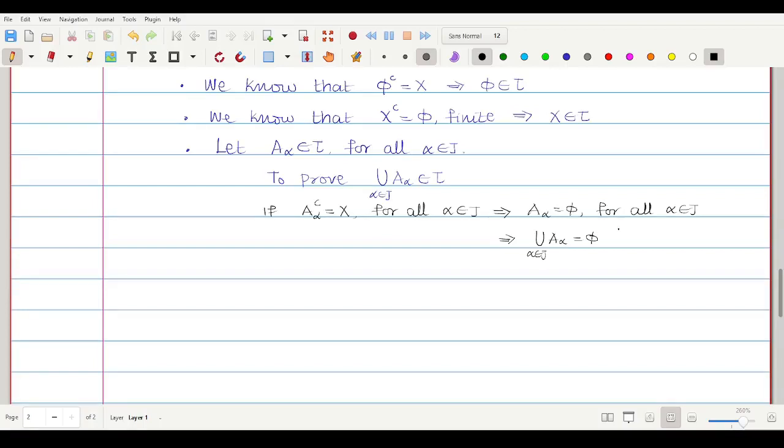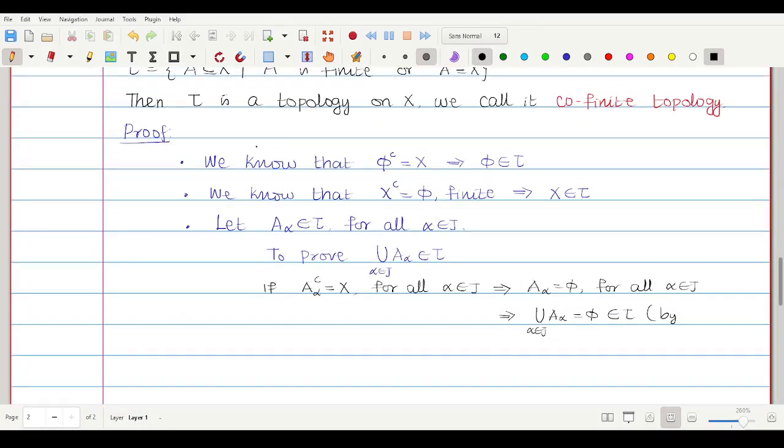So this implies that the union of all A alpha where alpha belongs to J is also equal to empty. Of course the empty set belongs to tau, by number 1. Number 1, number 2, number 3. So by 1, what do I get? The empty set is in tau. Therefore, if all A alpha are empty, then the union of A alpha is equal to empty. Then it follows from number 1.